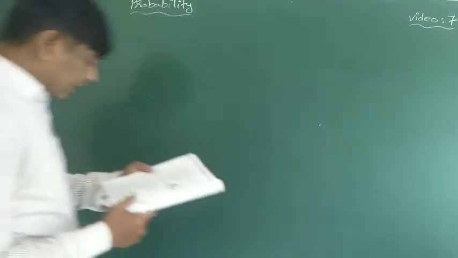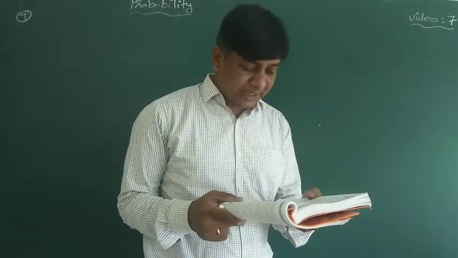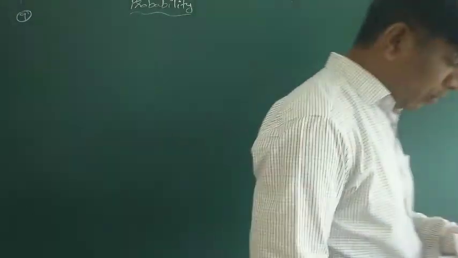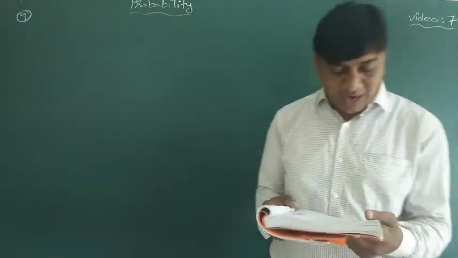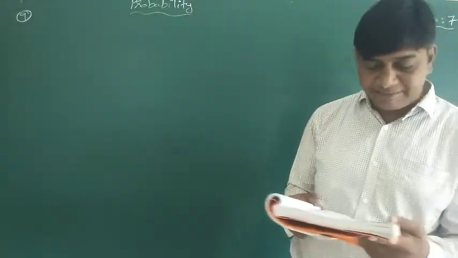Next, the 9th question. A lot of 20 bulbs contains 4 defective ones. One bulb is selected at random from the lot. What is the probability that the bulb is defective?